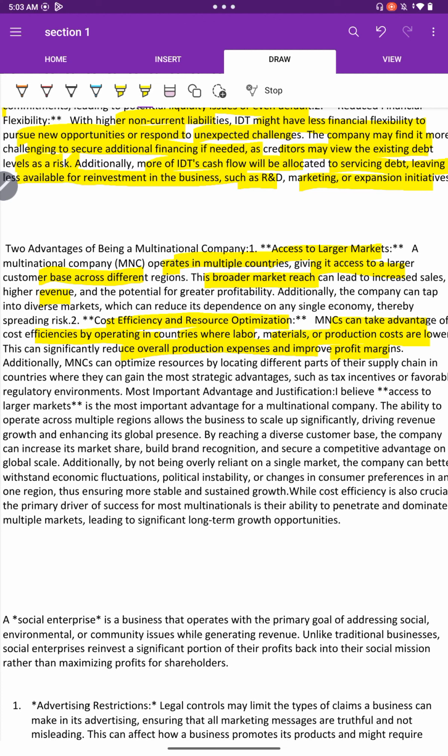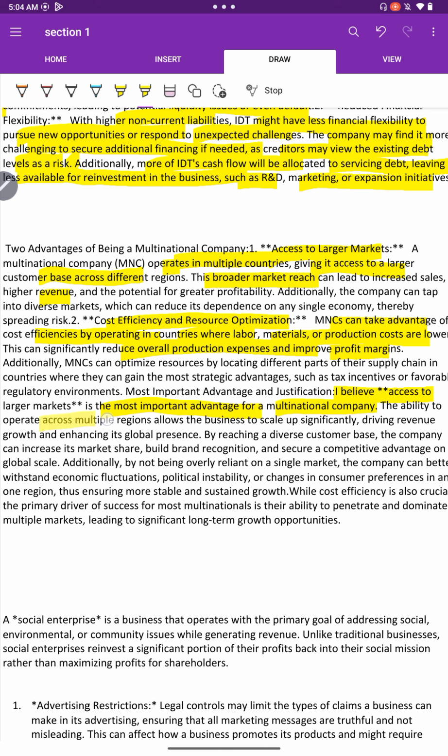Okay, and after that, I am going to write my conclusion part. So I believe access to larger markets is the most important advantage for a multinational company.